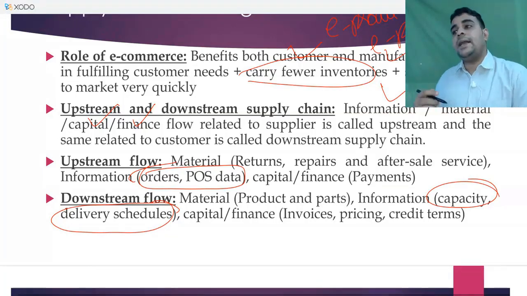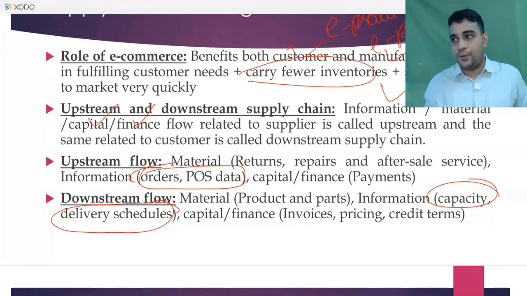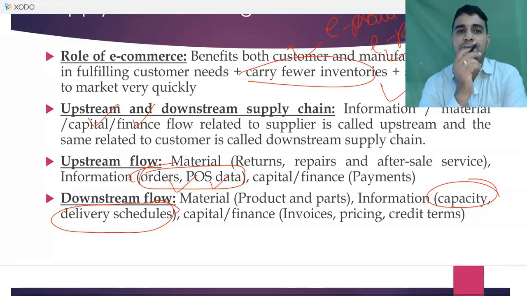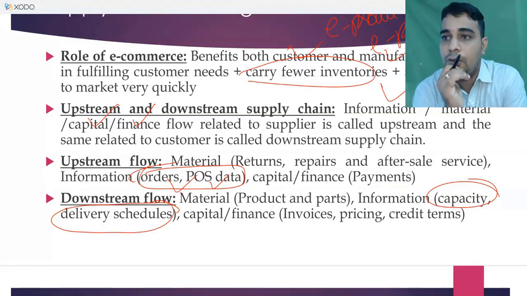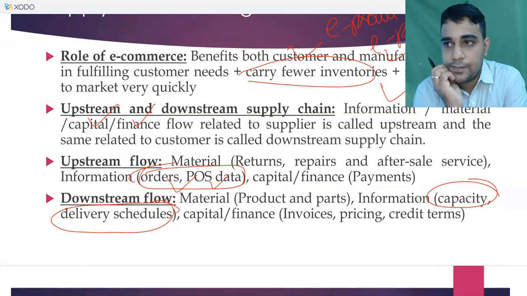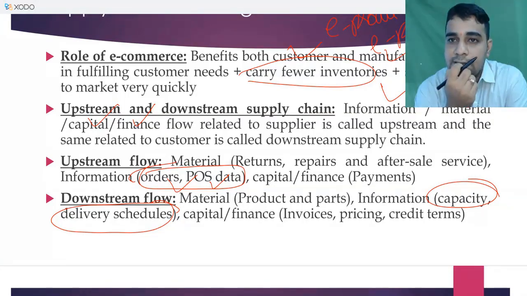See, what looks like an upstream supply chain from a manufacturer's point of view will look like a downstream supply chain from the point of view of the supplier, because the supplier is interacting with his customer. So from an upstream point of view, orders and POS, any idea what is POS data? Point of sale, what does that mean? This is an extremely important information. What do you mean by point of sale data? Barcode scanning, okay, somewhere related.